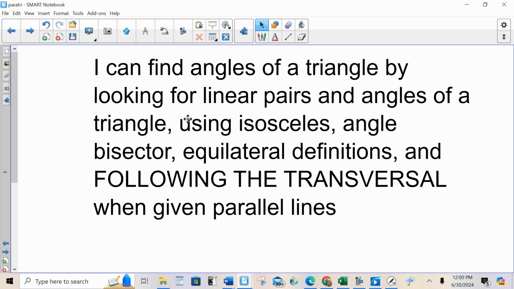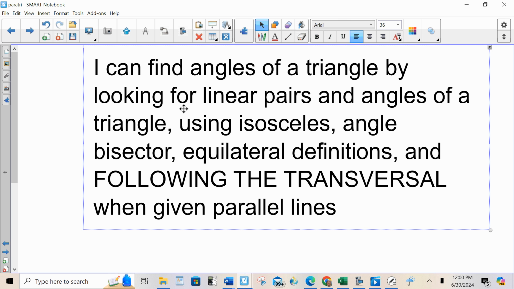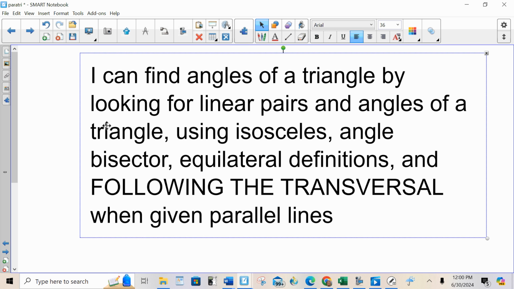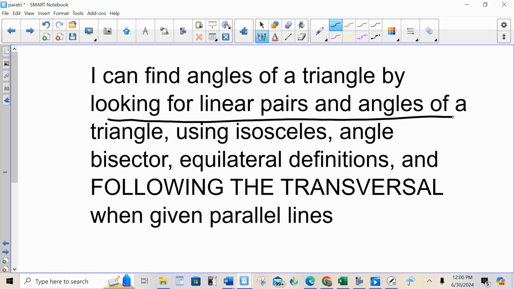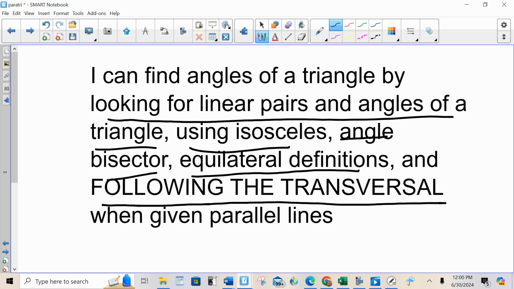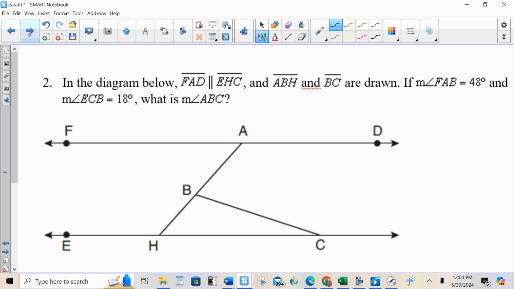I can find angles of a triangle by looking for linear pairs and angles of a triangle. Also using isosceles, angle bisector, and equilateral definitions. And now following the transversal when given parallel lines. So it's the same thing that we were doing, but now we're incorporating what we did in the last lesson into it, which is following the transversal and parallel lines.